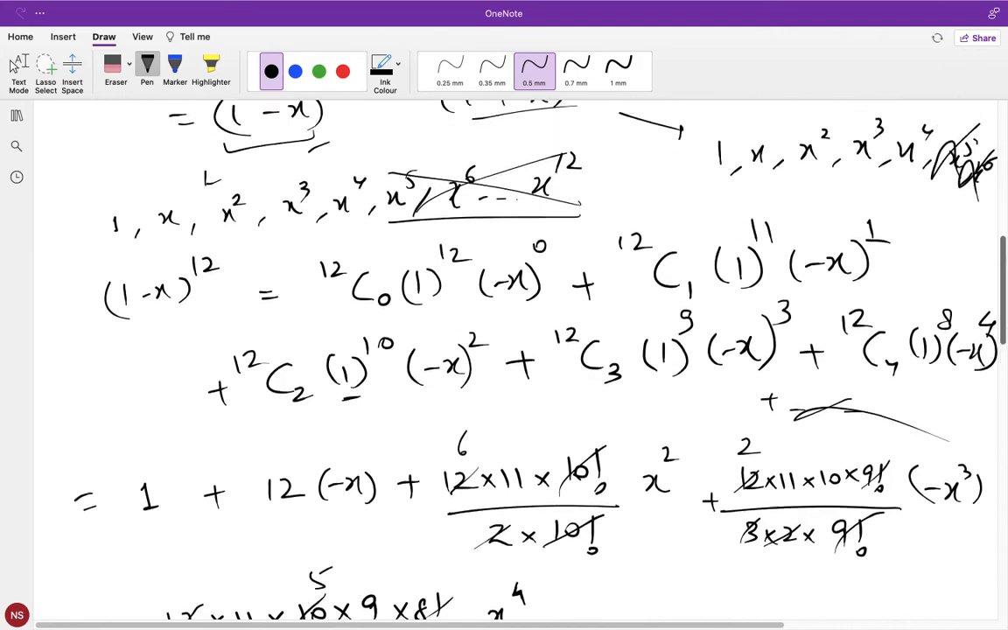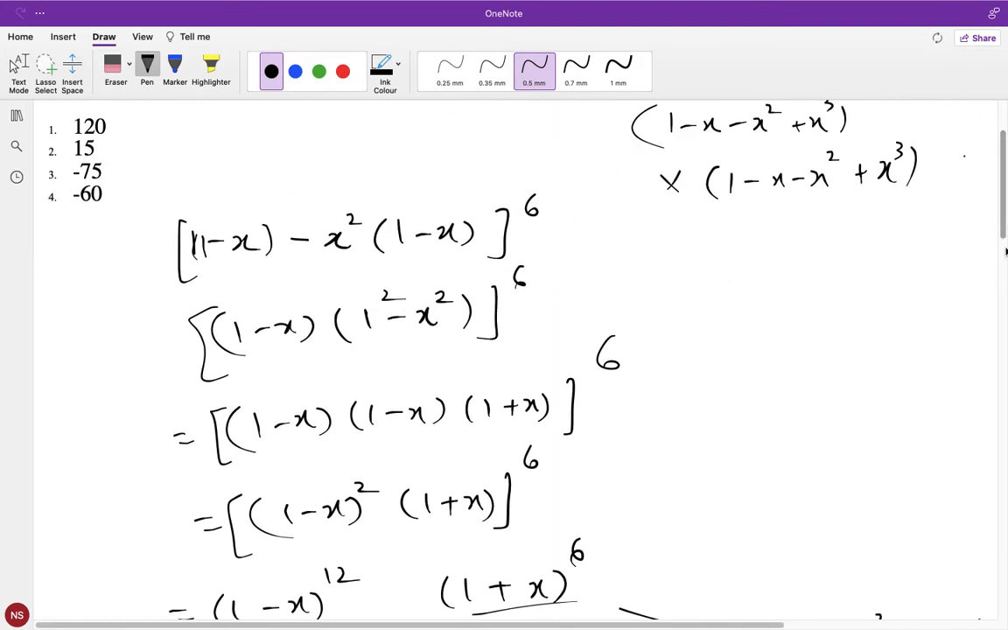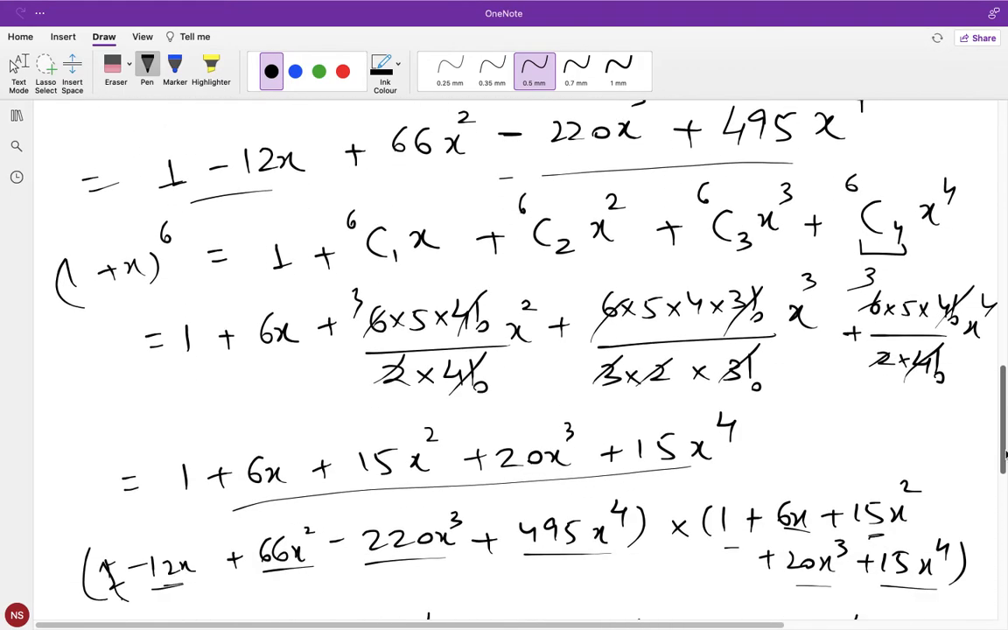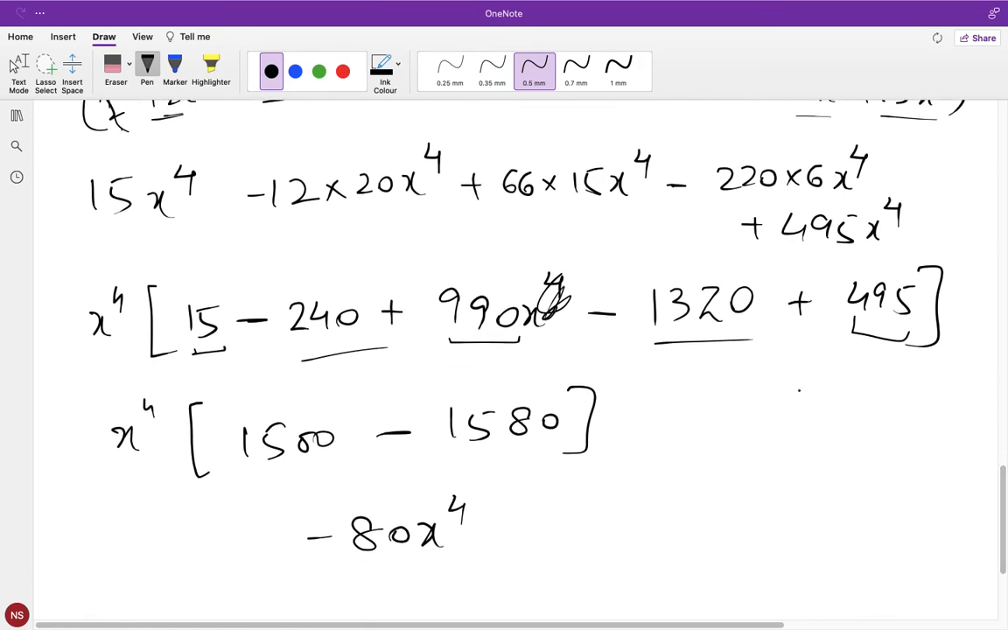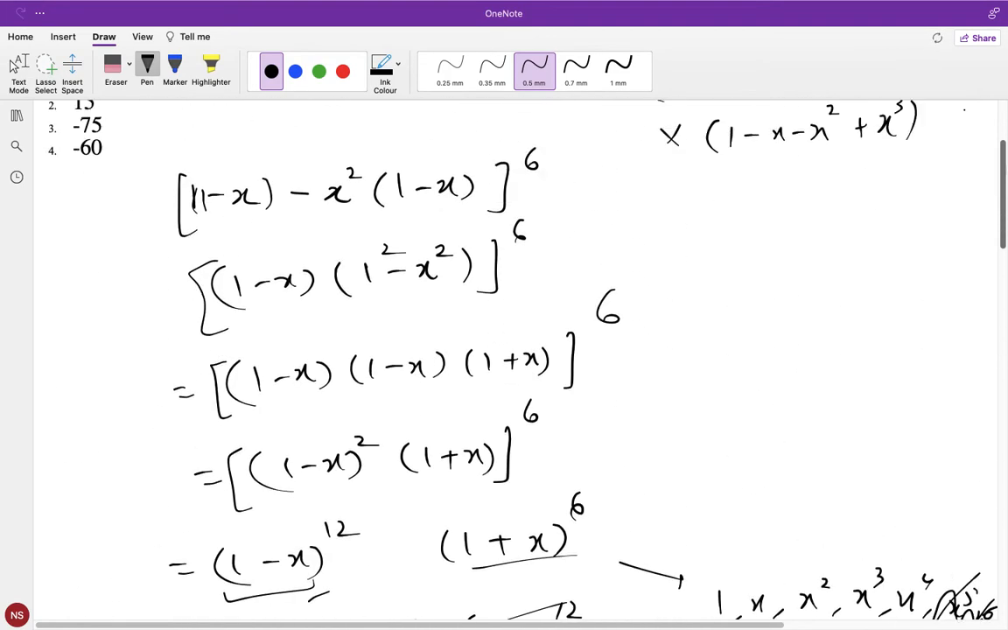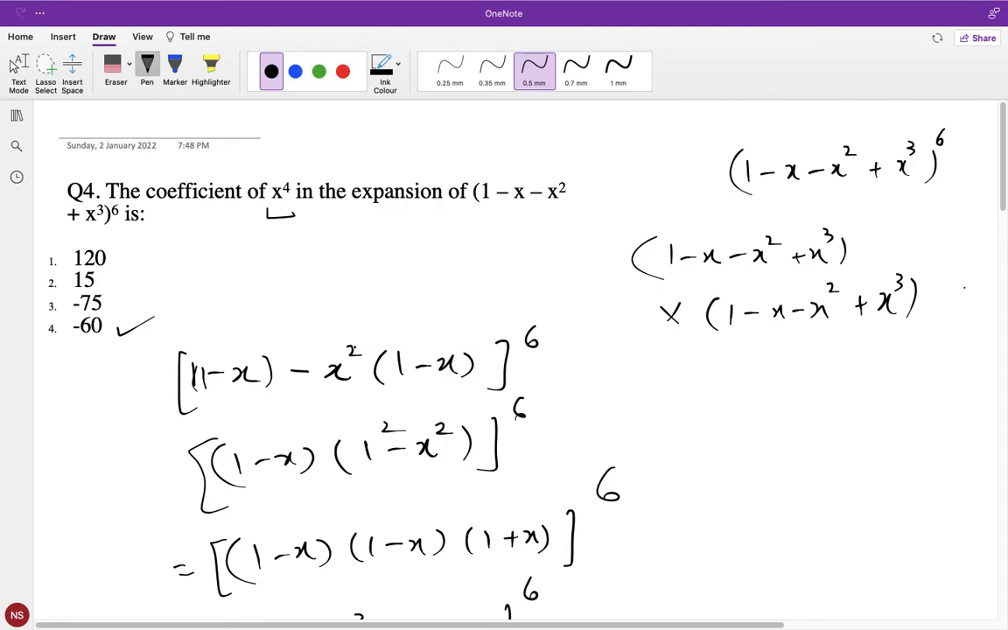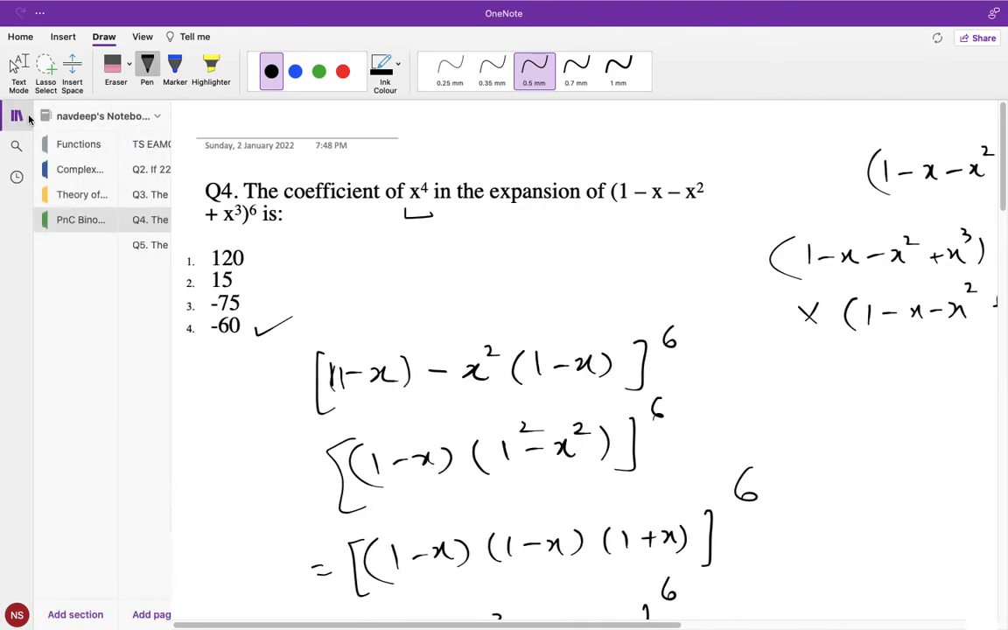So what is the coefficient of x raised to power 4? Minus 80. Okay, I think I made a mistake over here. Sorry, 1560. 40 and 20, 60. So minus 60x⁴. So minus 60 is the correct answer. Let's move on to the next problem.